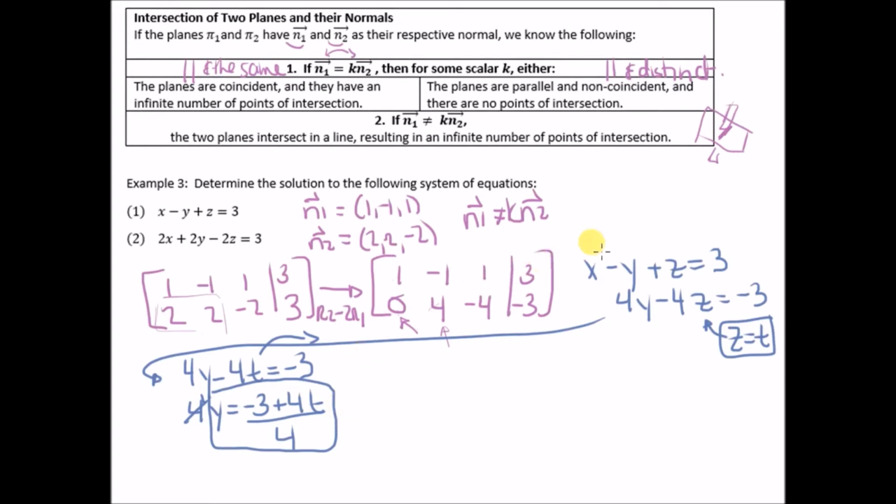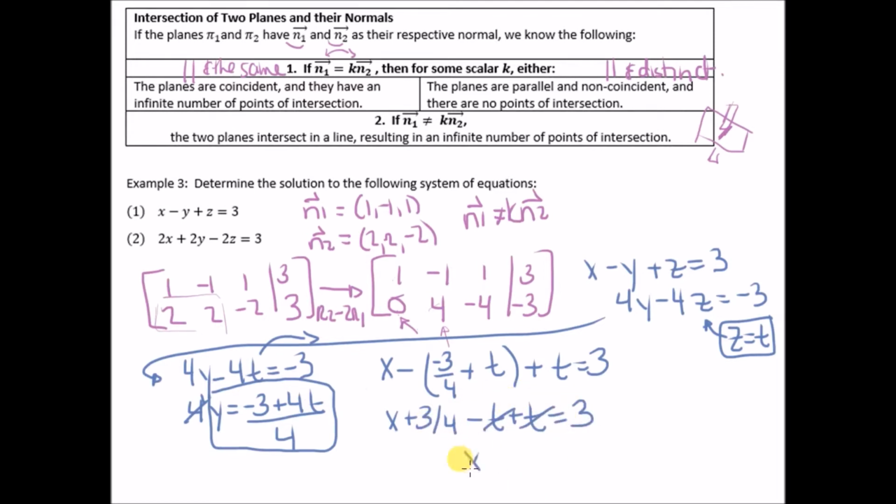Now let's find the parametric equation for x. We have x minus y, which is -3 over 4 plus t, plus z, which is just t, equals 3. So x plus 3 over 4 minus t plus t equals 3. Well, those cancel out, which makes it convenient. We get x equals 3 minus 3/4. In other words, 12 over 4 minus 3 over 4, so x equals 9 over 4.